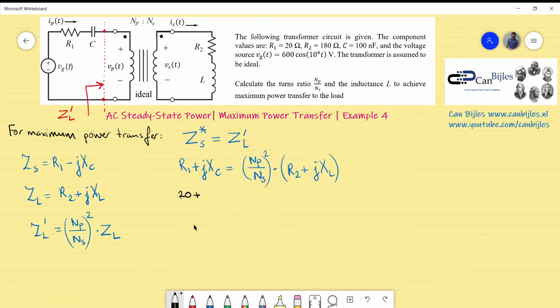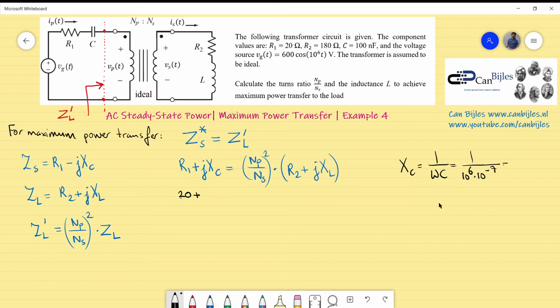I don't know X of C. I can calculate this. Let me do that next. So X of C is equal to 1 over omega times C. I have the omega, which is 10 to the power 6. I have also the capacitor value. This is 100 nanofarads, that means actually 10 to the power minus 7.